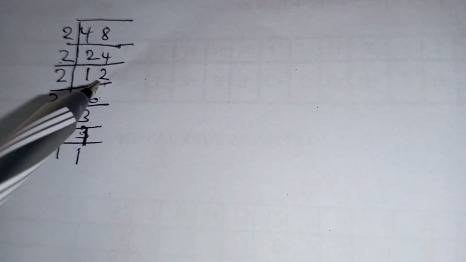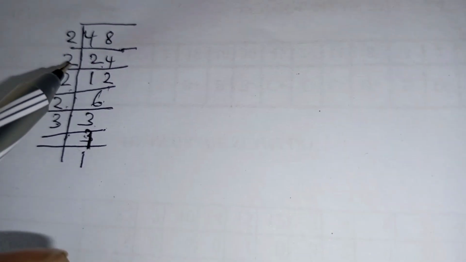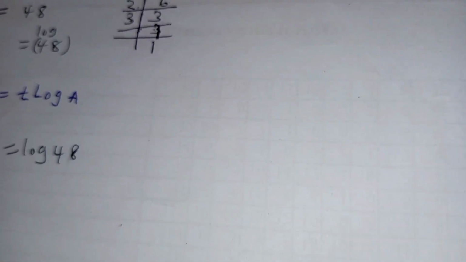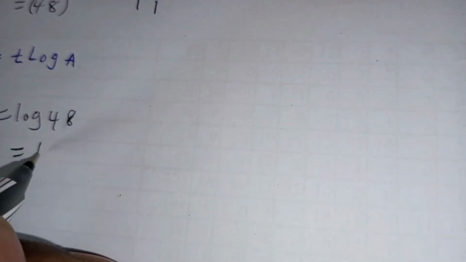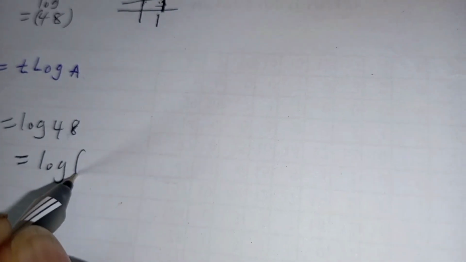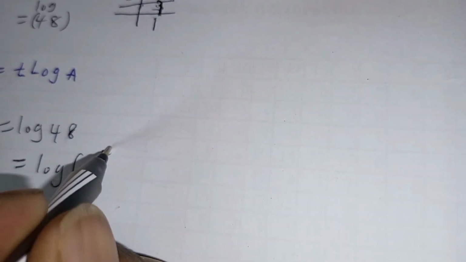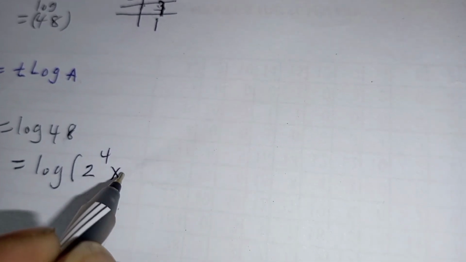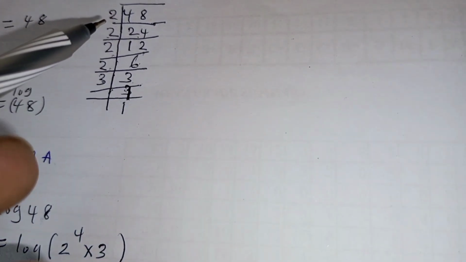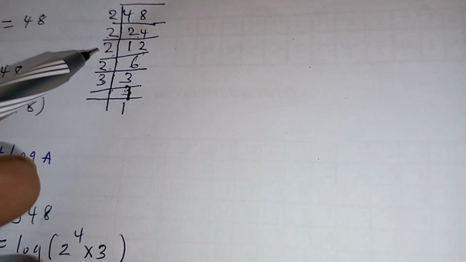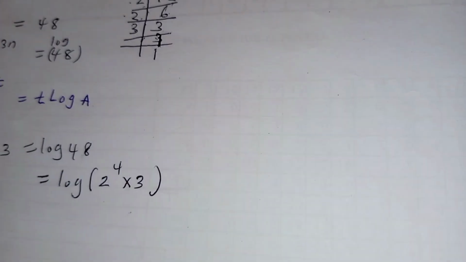3 times 2 is 6. 6 times 2 is 12. 12 times 2 is 24. And 24 times 2 is 48. So here, instead of 48, we shall have log of 2 power 4 multiplied by 3. Notice that here we have 2 repeated 4 times: 1, 2, 3, 4.